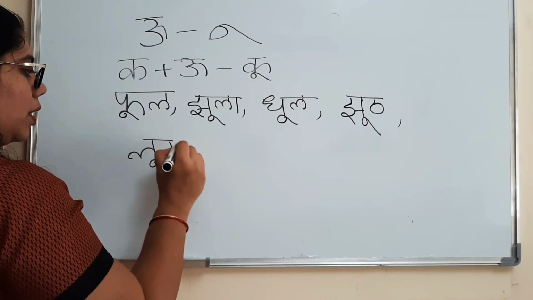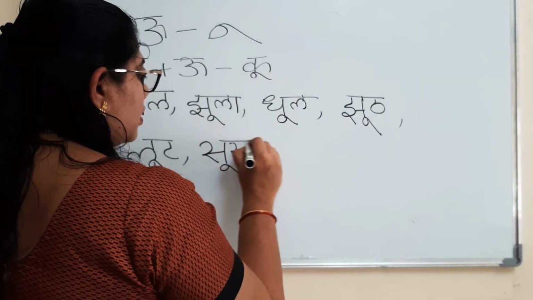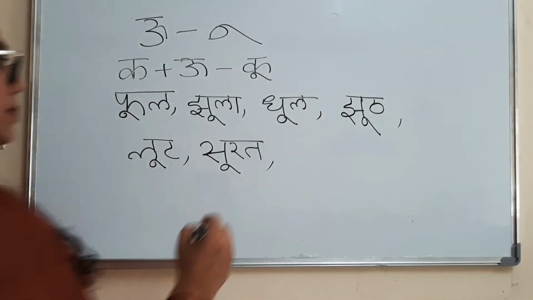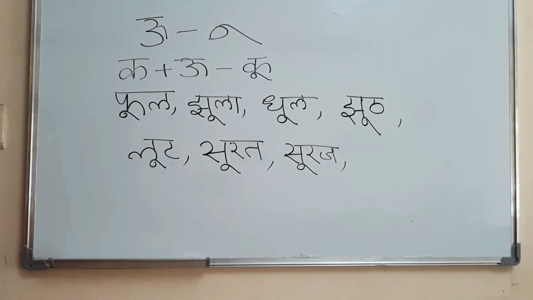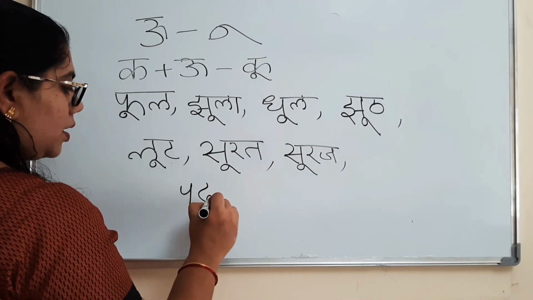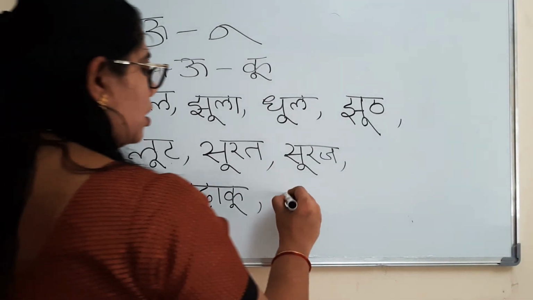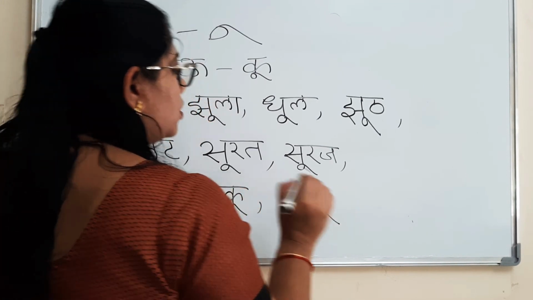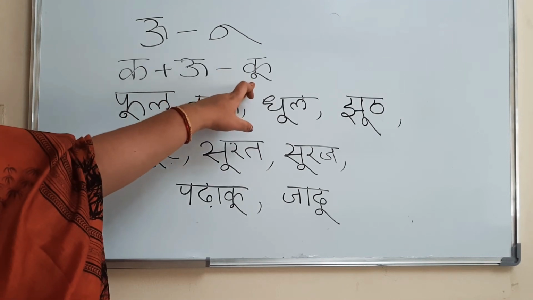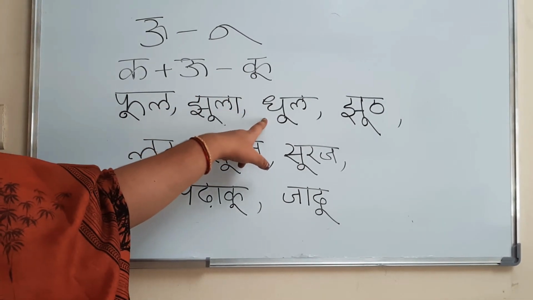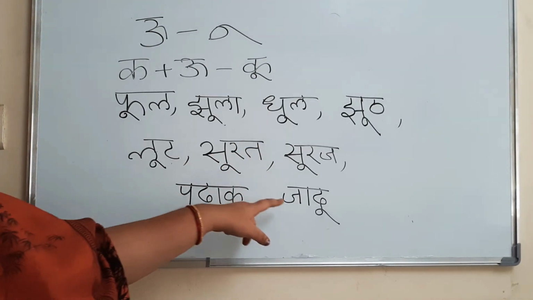L, u, t, loot. S, u, rat, Surat. Suraj. Next. Pathaku. Jadu. So oo ki matra, this also you want to write under the letter. K plus koo. Phool, chula, dhool, jhoot, loot, surat, suraj, pathaku, jadu.